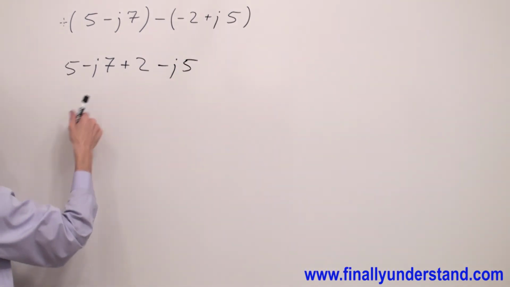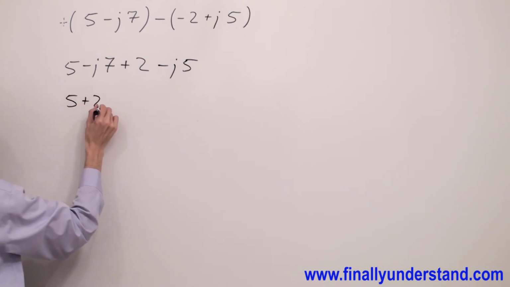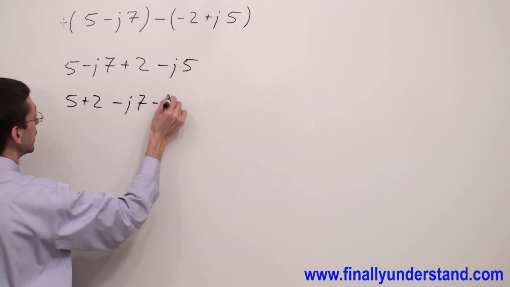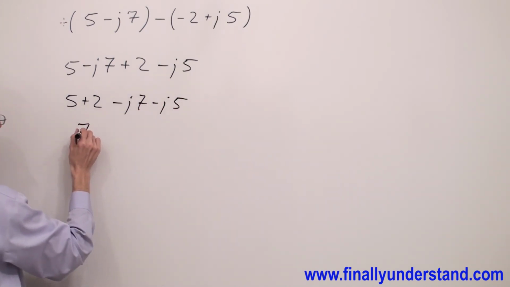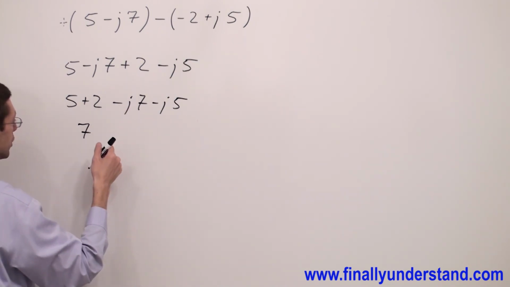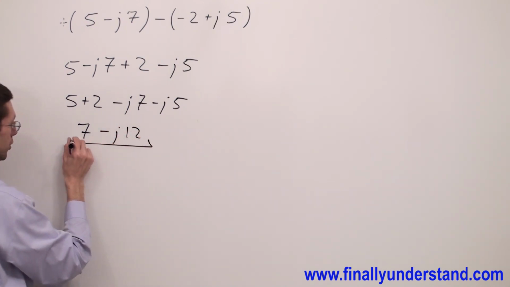Next, I'm supposed to combine the like terms. So I have 5 plus 2, and I have minus j7 minus j5. 5 plus 2 is equal to 7, and minus 7 minus 5 is equal to negative j12. And this is the solution to my problem.